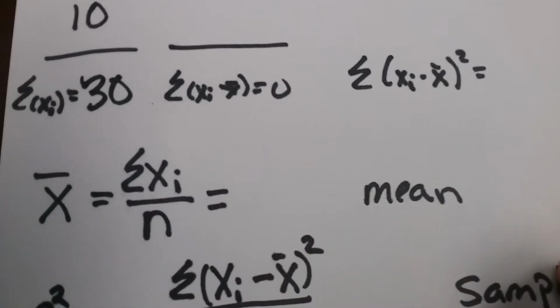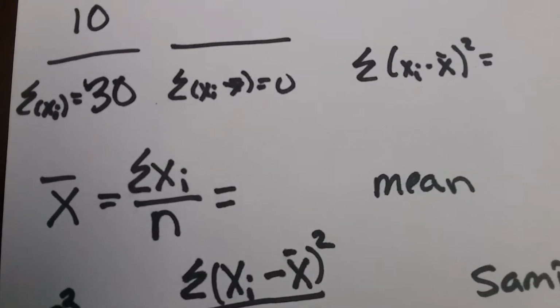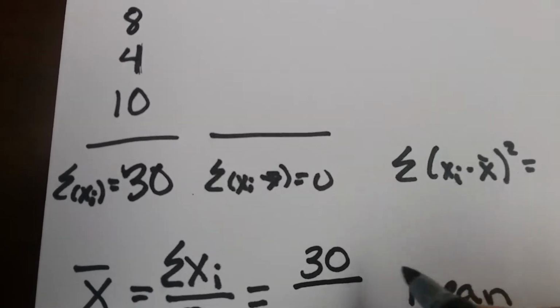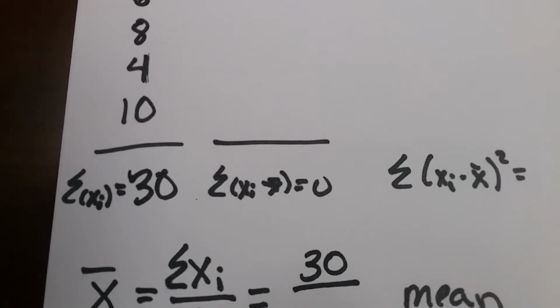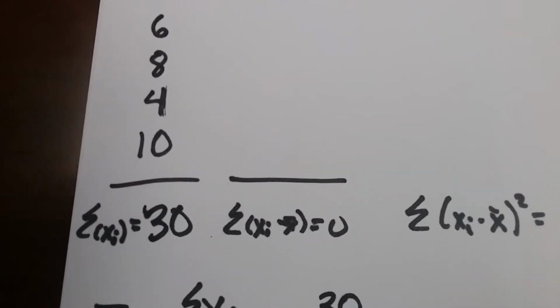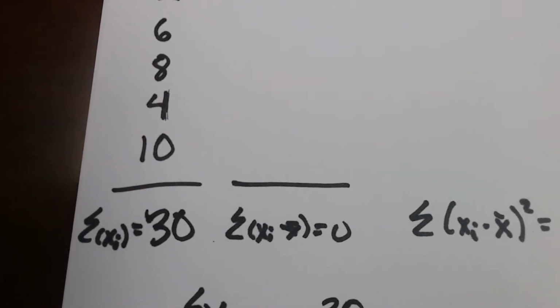Now my mean, which is the first thing I'm going to calculate, is equal to the sum of x sub i, which we just calculated as 30, divided by little n, which is the number of items in our sample. That's 5. So our mean, x bar, is equal to 6.